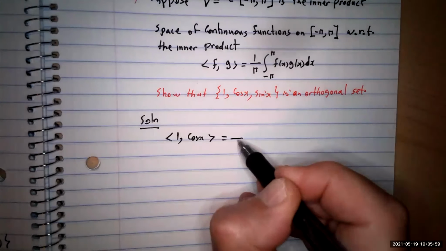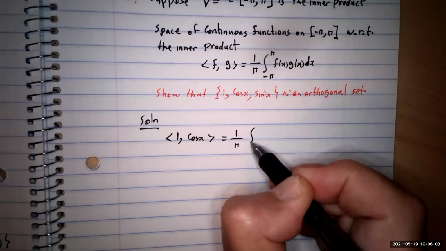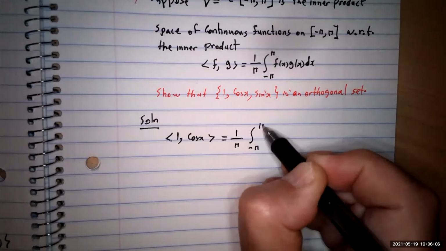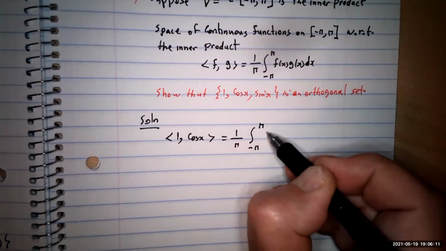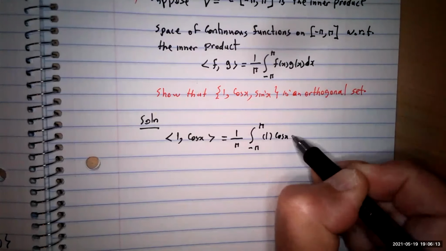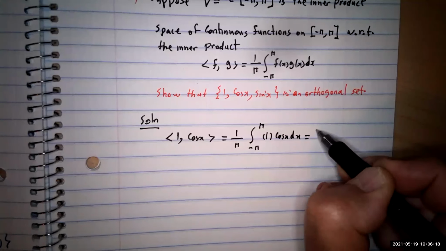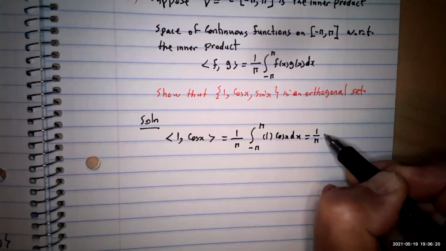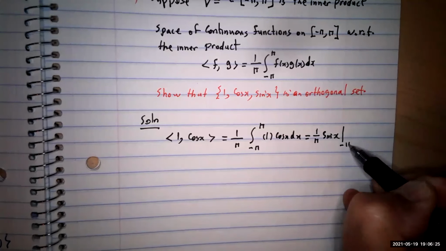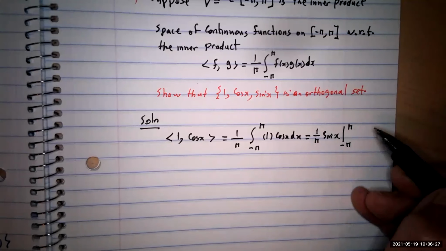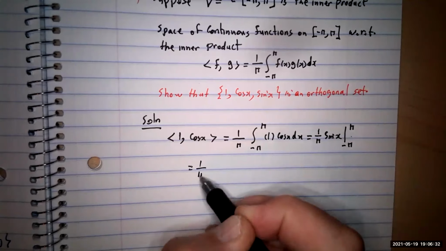So according to the definition, it's going to be 1 over pi, integral from negative pi to pi, the product of two functions, 1 times cosine of x dx. You know that the integral of cosine is just sine. So it's going to be 1 over pi of the sine x from negative pi to pi. You know that the sine of pi is 0. So in both cases, this is 0.